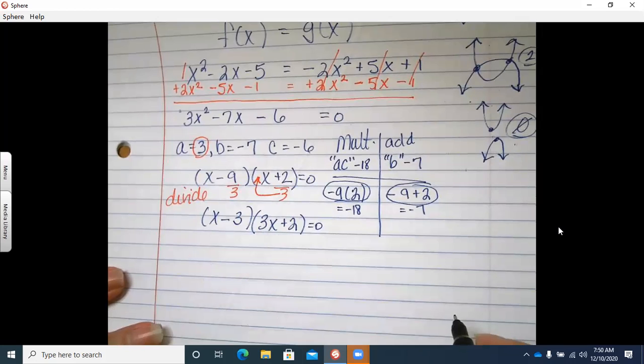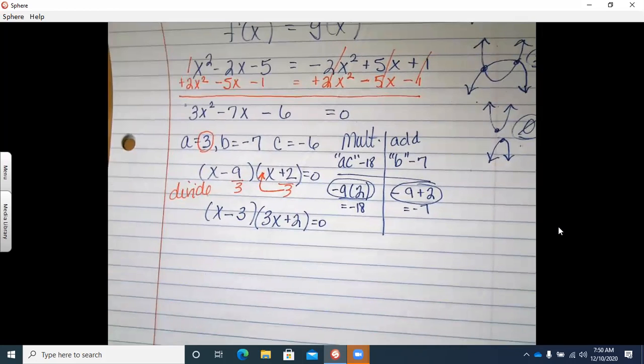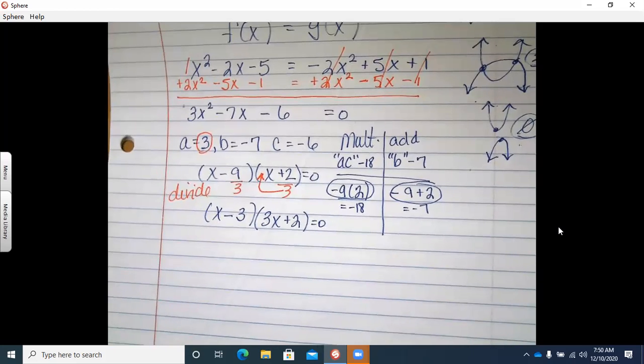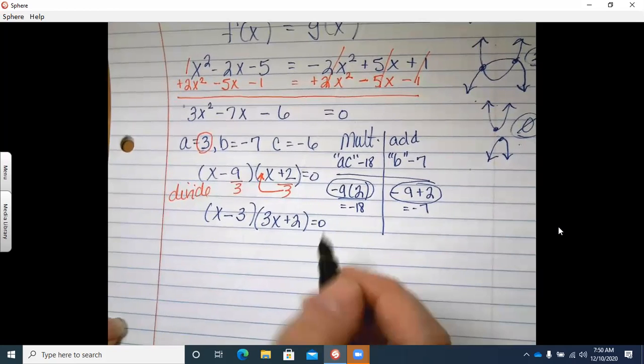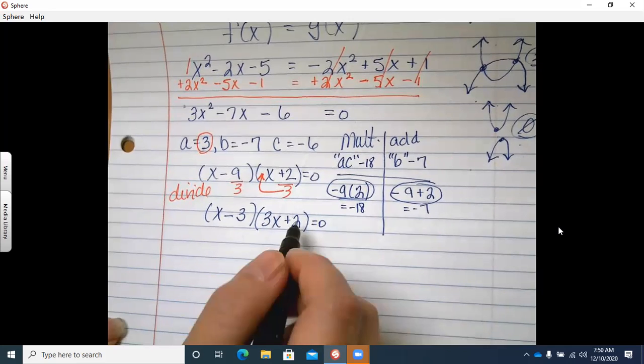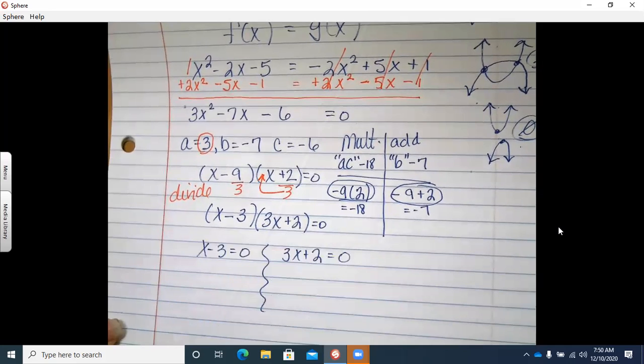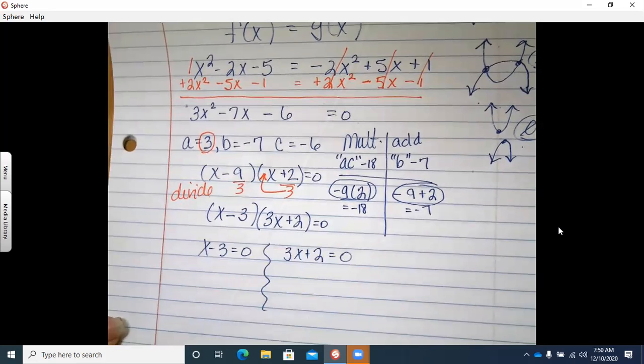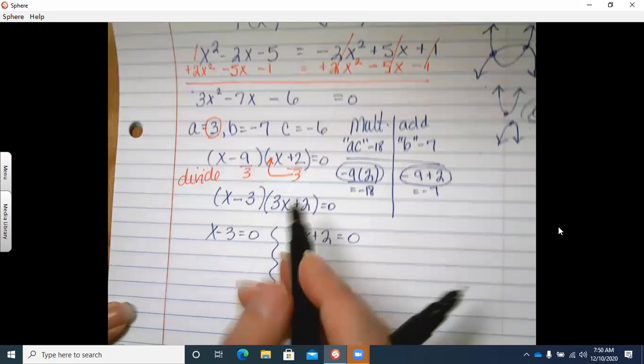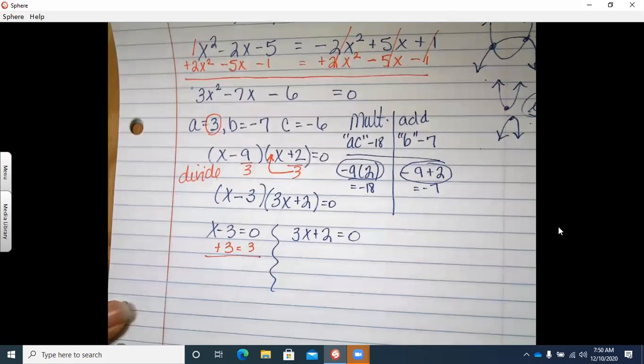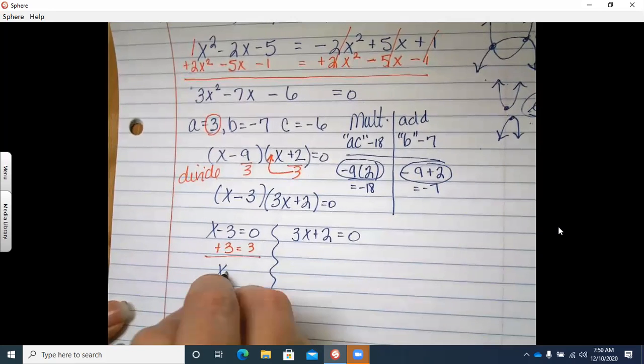So I am completely factored here. But have I solved the system? No, I have not solved the system. What do I have to do to solve? Set each factor equal to 0. I've got 2 factors. X minus 3 is a factor. Set it equal to 0. 3x plus 2 is a factor. Set it equal to 0. And then I just solve them both. We know how to do this. Been doing this since at least middle school. So x is 3 is one of my solutions.